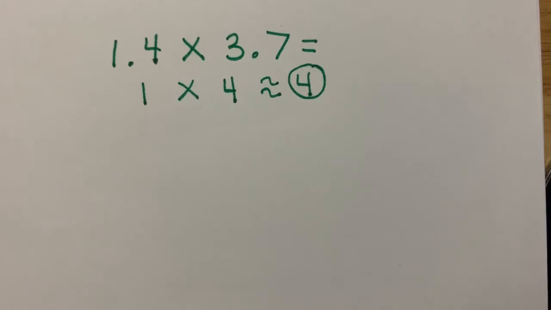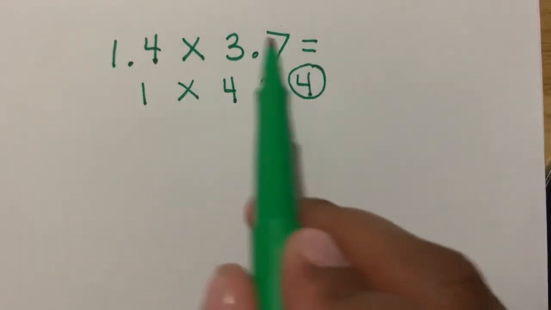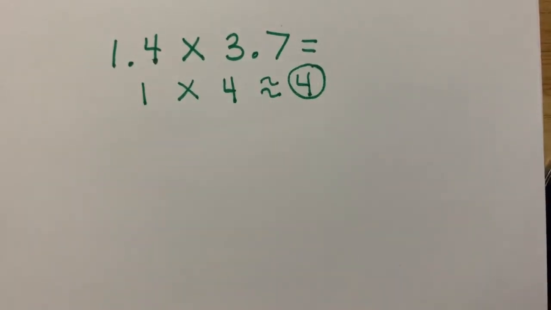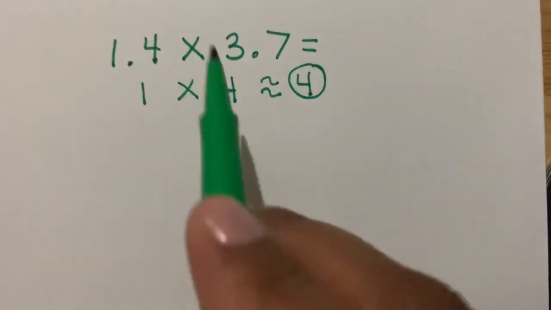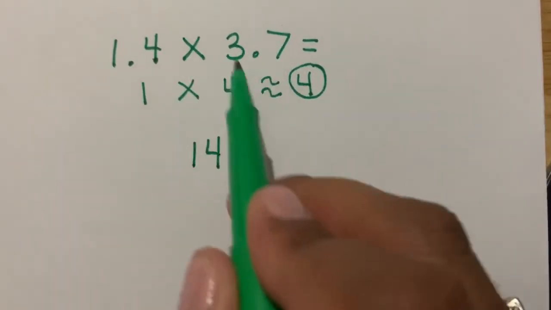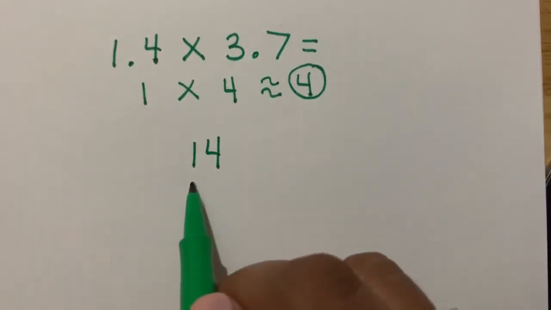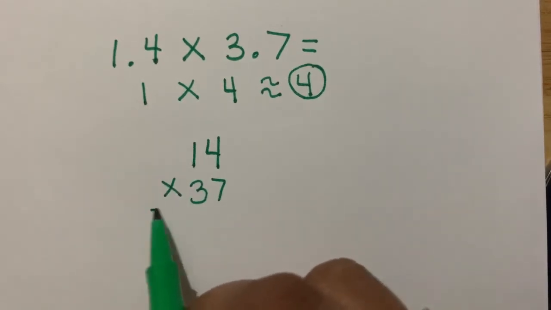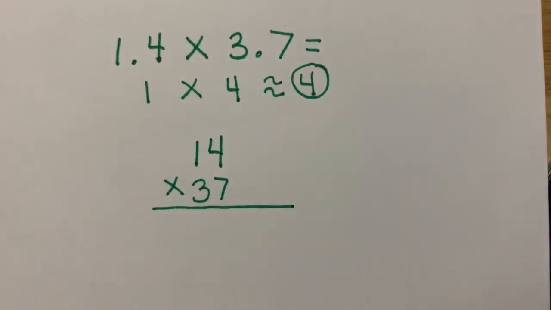Okay, so when we're multiplying regular decimals, you want to first multiply them as if there are no decimals. So if this number didn't have a decimal, it would be 14. And if this number didn't have a decimal, it would be 37. And you can multiply traditionally. You can multiply using the grid, okay, if you're more comfortable with that. So I'm going to go ahead and multiply traditionally, okay.